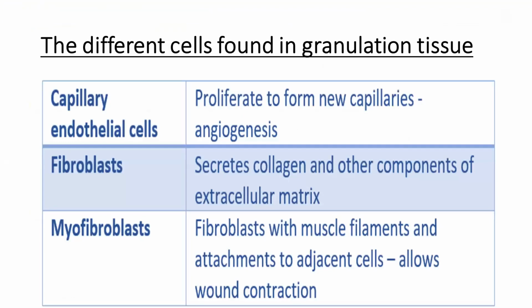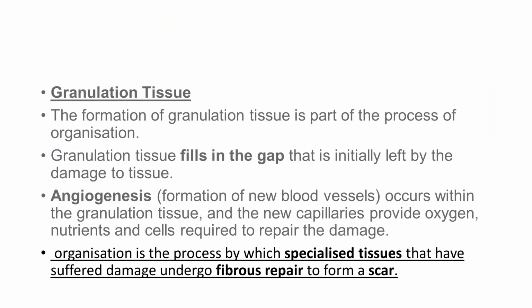The different cells found in the granulation tissue are the capillary endothelial cells, fibroblasts, and myofibroblasts. The formation of the granulation tissue is a part of the process of organization. Organization is a process by which the specialized tissues that have suffered damage undergo fibrous repair to form the scar. Granulation tissue fills in the gap that is initially left by the damage to the tissues. And there is the formation of new blood vessels, which is known as angiogenesis, and the new blood capillaries provide oxygen, nutrients, and cells required to repair the damage.